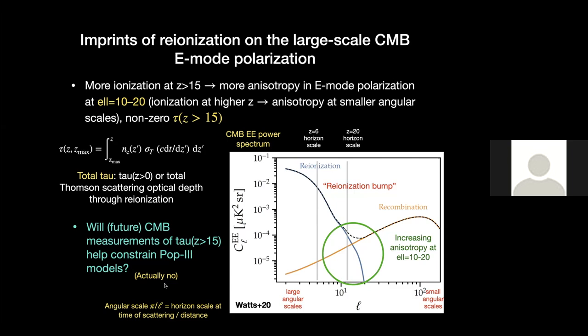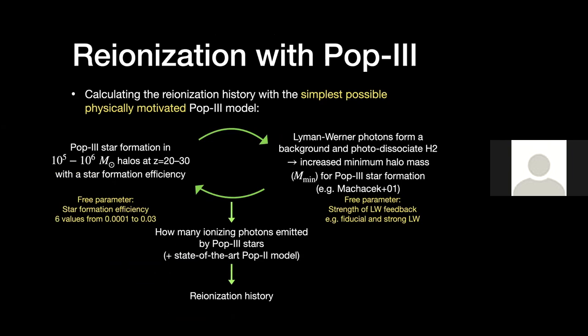So basically what we want to do is build the simplest possible physically motivated POP3 model and see how much they can ionize the high Z universe and how much of an imprint that can leave on the low L CMB. To build the simplest possible physically motivated POP3 model, we basically just need two most important ingredients. One is star formation, and the other is Lyman-Werner feedback, which photodissociates molecular hydrogen. So there are two free parameters involved here. One is the star formation efficiency, and the other is the strength of the Lyman-Werner feedback.